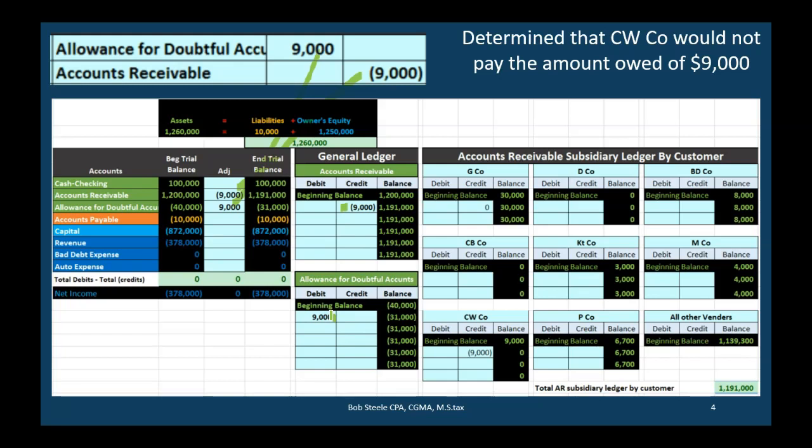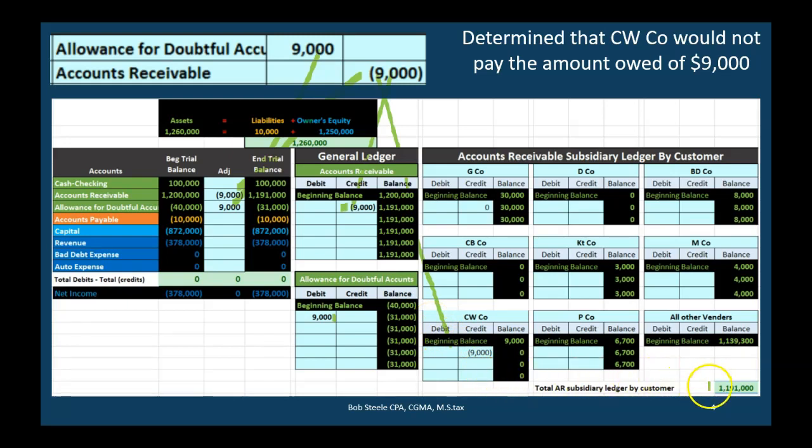And then we're going to have to look at the subsidiary ledger, which is in order by customer. So if we look at the customer in this case, we're going to say that CW is the one that we are writing off. So this 9 here is also recorded here, and it's also recorded here. So this is the same information that is now recorded in terms of customers. And then if you take that off, now CW owes us 0.